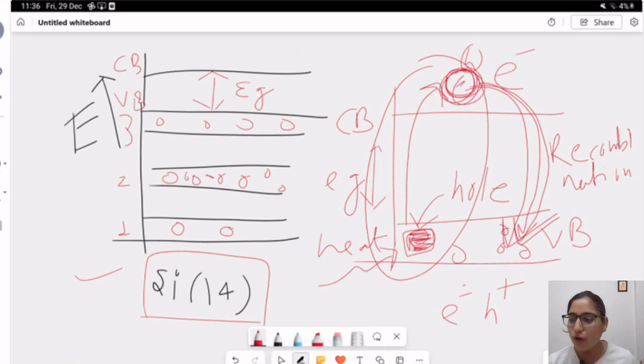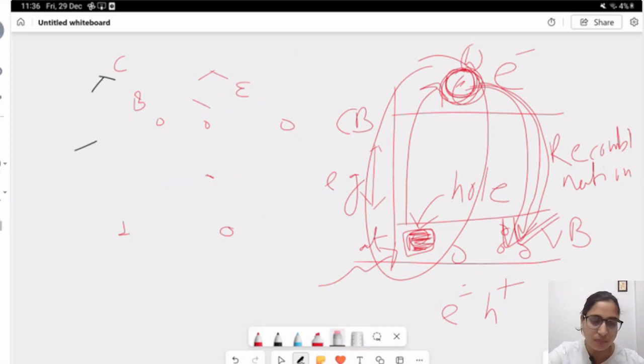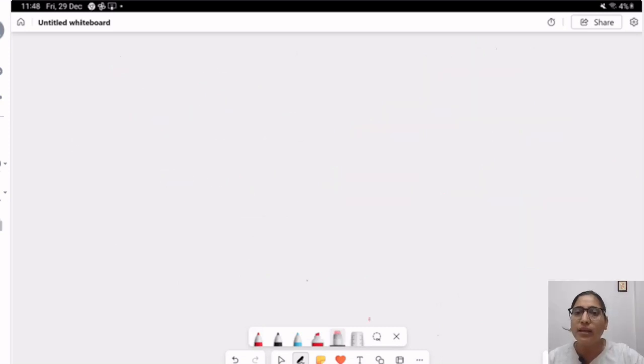Now we will move forward to our next topic for today, which is mobility and conductivity. Okay, now we will discuss mobility and conductivity.